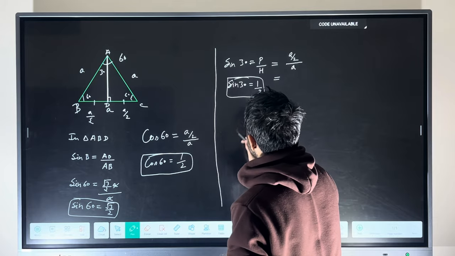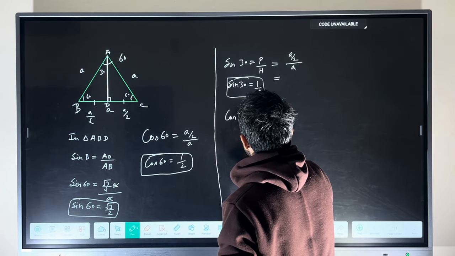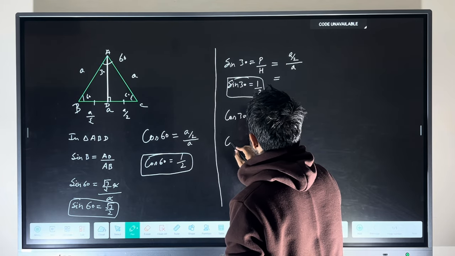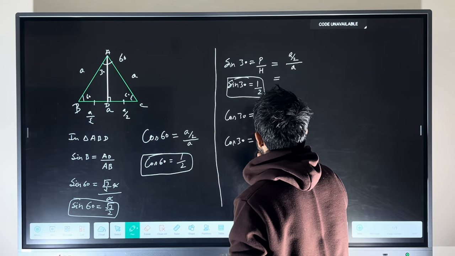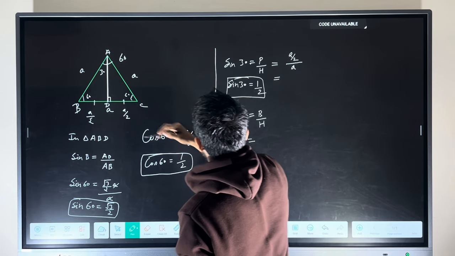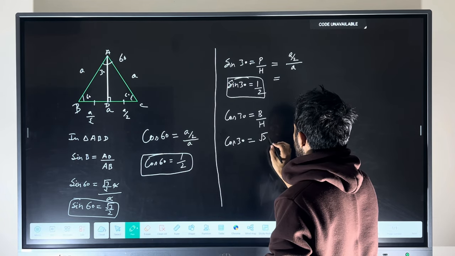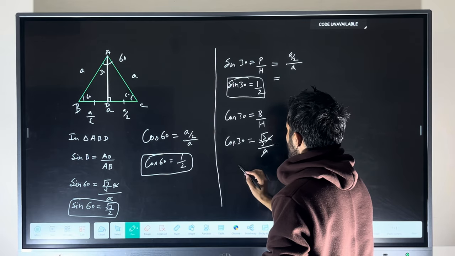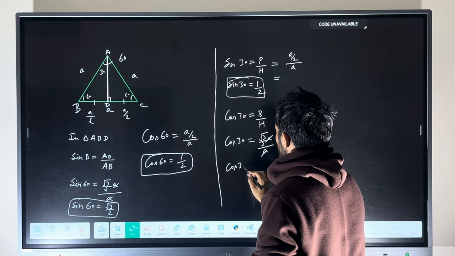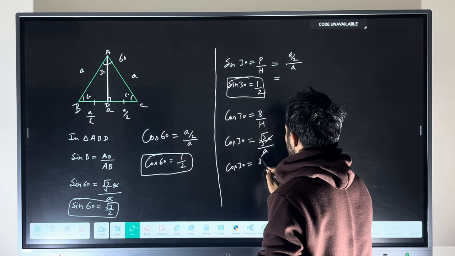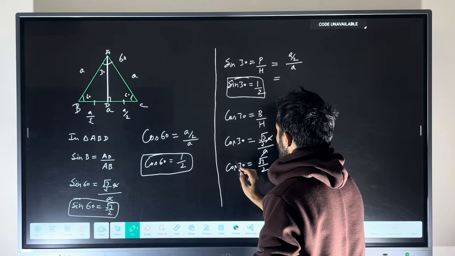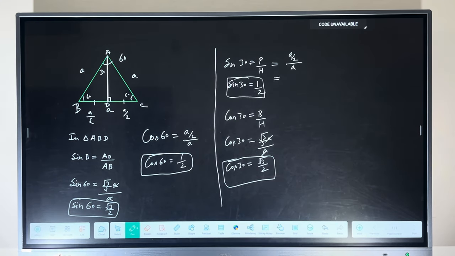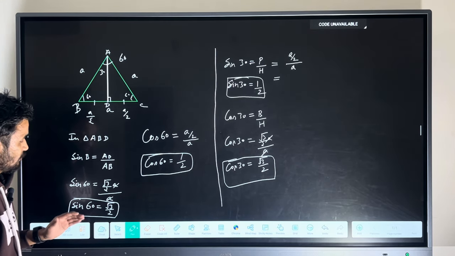If we solve for cos 30, cos 30 is base upon hypotenuse. For 30 degrees, the base is AD, which is root 3 by 2 A, upon A. A and A will cancel out each other. So cos 30 is equal to root 3 by 2. So we have found values at different angles.